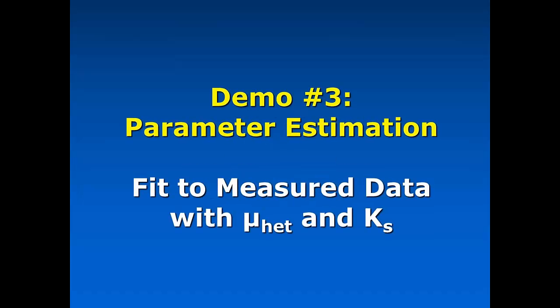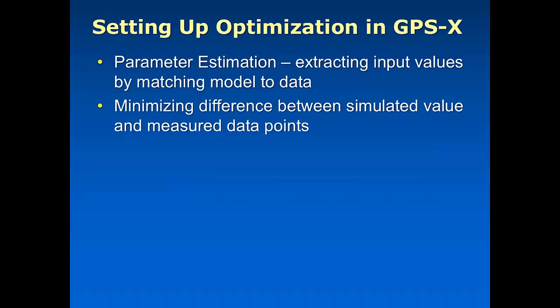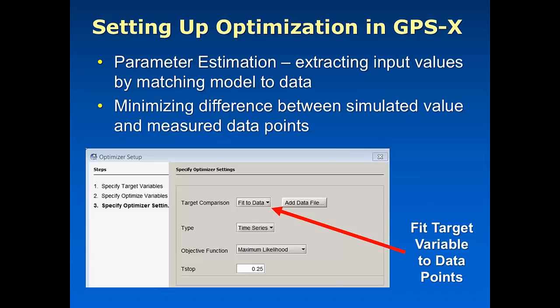Okay, so that's our process optimization ones, and I will end here with a parameter estimation example. Fundamentally, it's really the same thing going on in the background here, except what you're doing is extracting out input values by trying to match to model data. So you're not minimizing or maximizing a number, but you're trying to minimize the difference between a simulated value and some measured data points that you fed into GPSX.